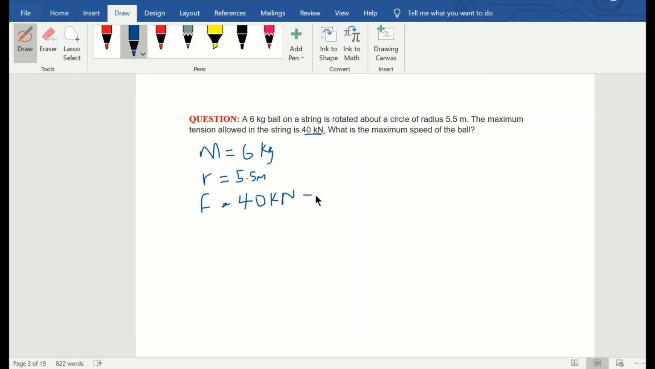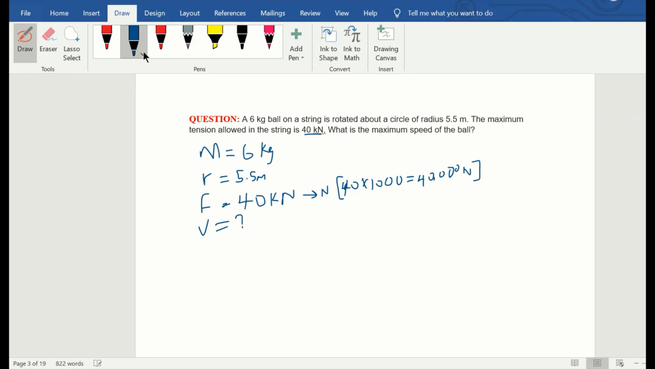We can convert the force to Newton. So that gives us 40 times 1,000, which gives us 40,000 Newtons. We are asked to find the speed, or the maximum speed, of the ball.